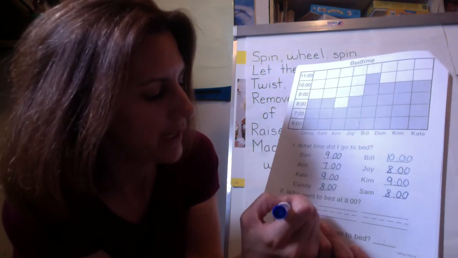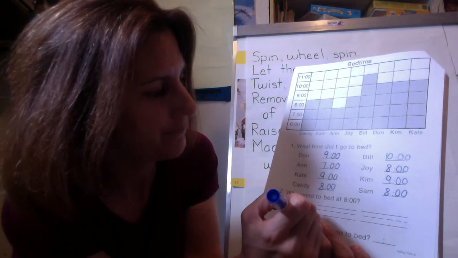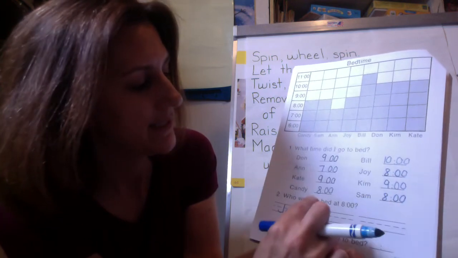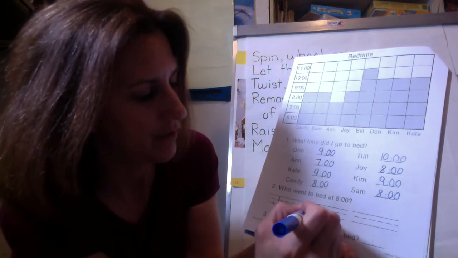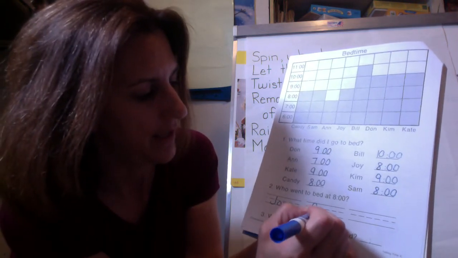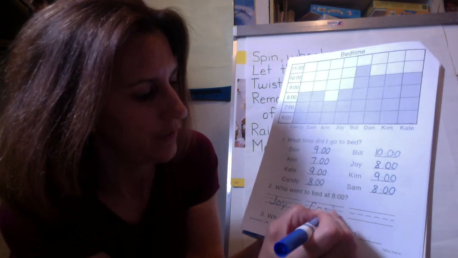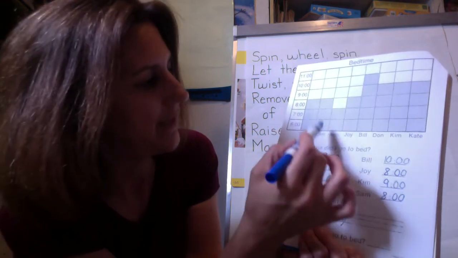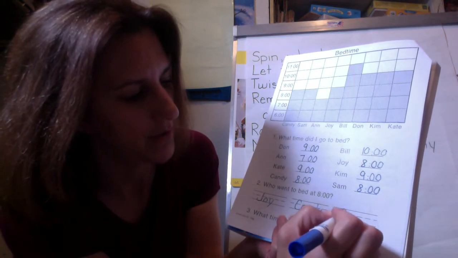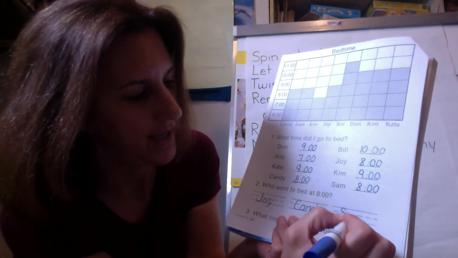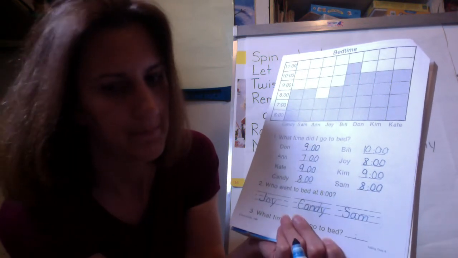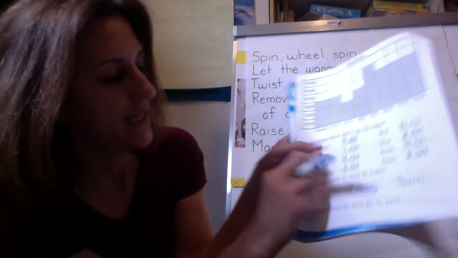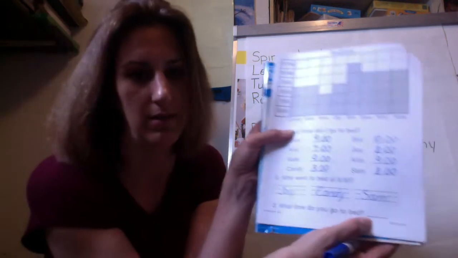So capital J because it's her name. O-Y. I can see that Candy went to bed at 8 o'clock. So I'm going to go capital C, A-N-D-Y. And then last we have Sam going to bed at 8 o'clock. So S-A-M. And I can look here. Joy, Candy, Sam. Okay, then right down here it says, what time do you go to bed?